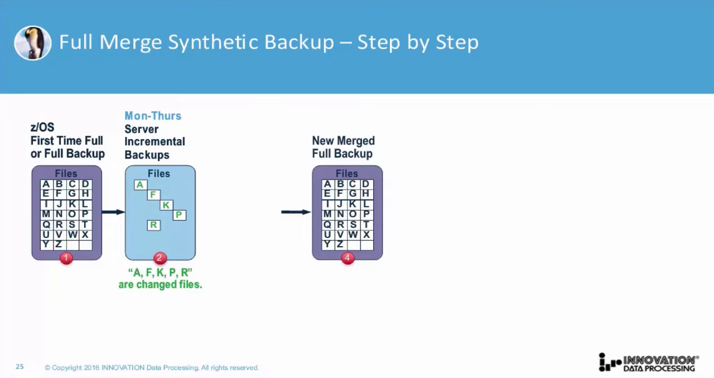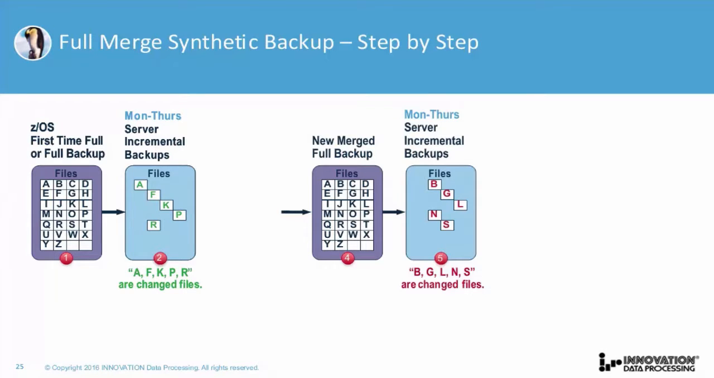These are the files that have not been changed during the week, so they are not transmitted over the network. This backup can now be used to restore any and all files from the single set of tapes that contain this new full merge. So that's week number 1. We start up week number 2 on Monday to Thursday, again doing incremental backups. In this example, B, G, L, N, and S are being changed and subsequently backed up on those dates.